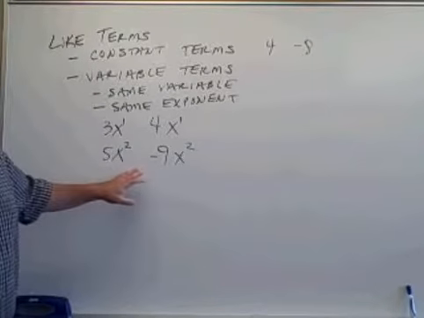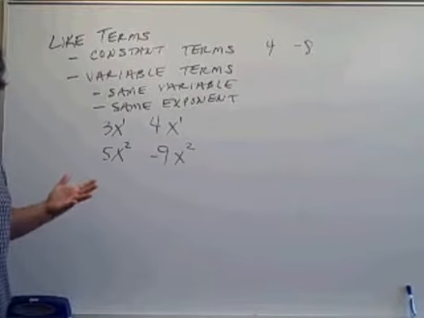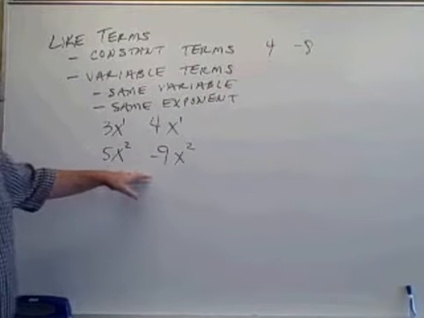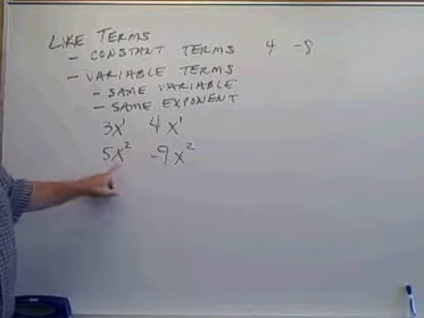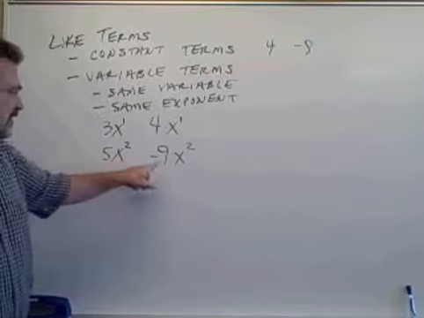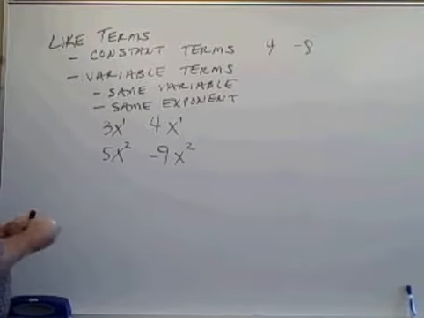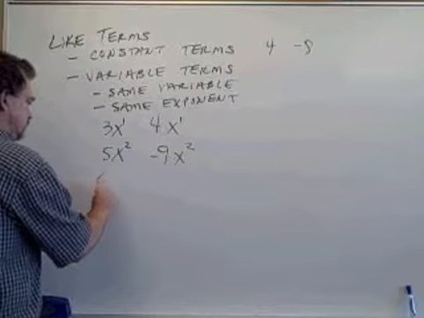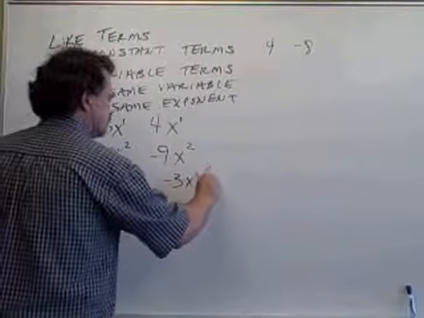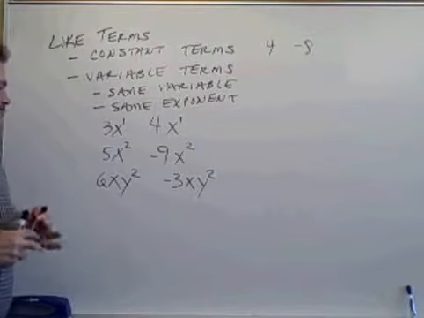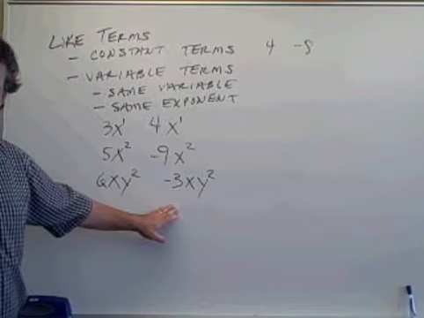The terms 5x squared and -9x squared would be considered to be like terms. They are variable terms. They have the same variable, x, and the same exponent in both terms, x to the second here, x to the second here.